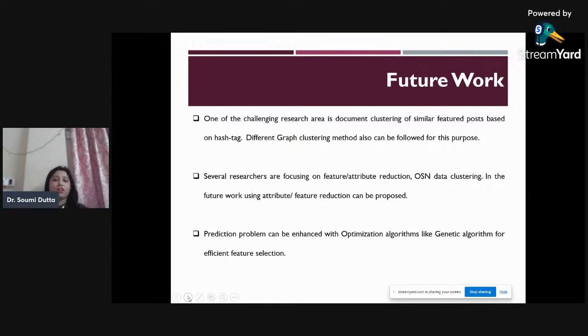Apart from this, you can use some sort of graph clustering method, where also you can apply some genetic algorithm, or in the PSO model you can go for swarm optimization. And there are also some new add-ons that are coming. So definitely you can come out with some good results.